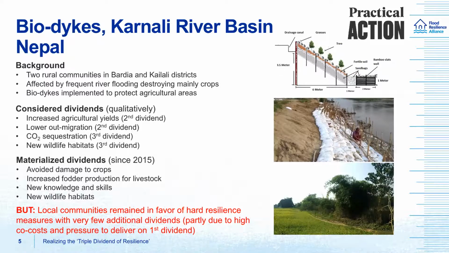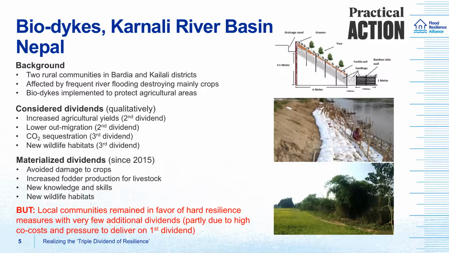The other thing was that there were some conflicts about how to share the resources growing on these dikes. And one other thing was that since there's quite regular flooding, there was also some pressure to really deliver on the first dividend. Since this takes a bit more time than building concrete walls, I think that was a concern of local decision makers, that it would not be as effective in avoiding losses.